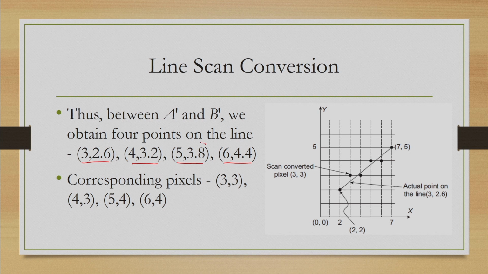Now, we map these y values as shown here to the nearest integer to get the pixel locations. So, if we do the rounding off, we will get the 4 pixels to be (3, 3), which is here, then (4, 3), which is here, (5, 4) here and (6, 4) here. So, these are our 4 intermediate pixels corresponding to the points on the line.